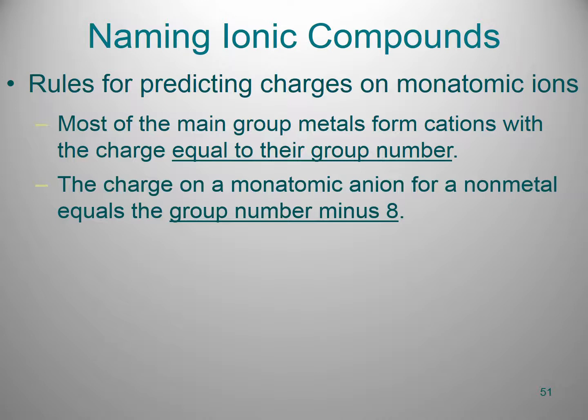Now the monoatomic anions are the nonmetals, and they generally form a charge equal to the group number, the A group number, minus 8.